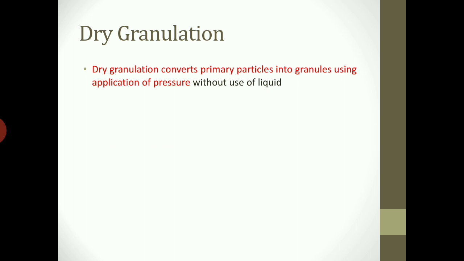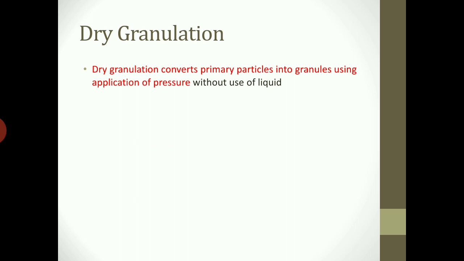The pressure can be applied using a compression machine to form the slug. So this process, when the compression machine is used, is called slugging. Alternatively, a roller compactor can be used to apply the pressure, and when the roller compactor or chilsonator is used, this process is called the ribbon technique. The number of steps involved is comparatively less than wet granulation.